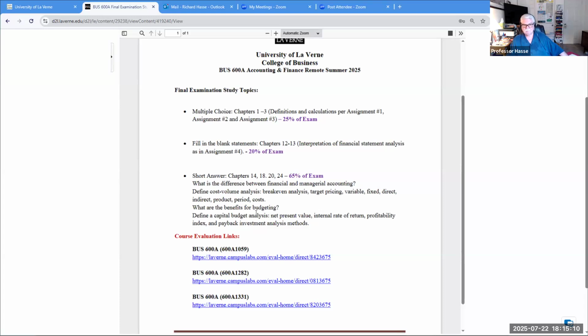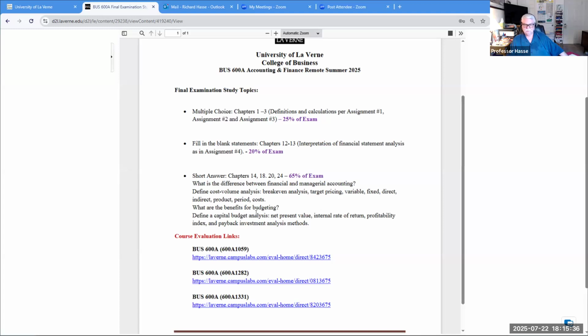Those definitions. What are the benefits of budgeting? Why do you budget? It's the major component of a company's financial strategy. You plan well in advance what you plan on spending, what you plan on taking in revenue. That drives your valuation of your company to provide profits and returns to your investors.